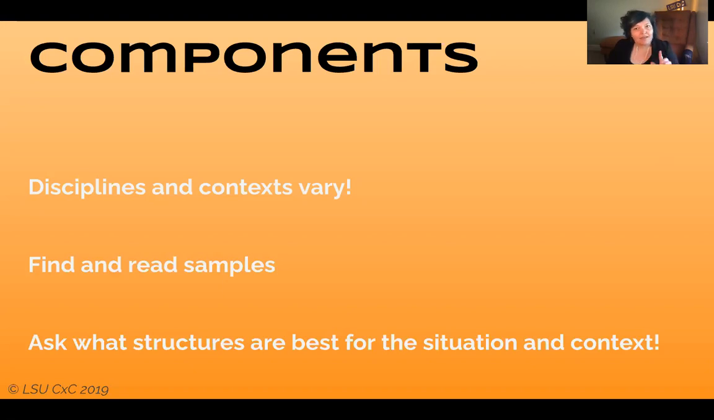And keep in mind, and this is a big one, while you're moving through your undergraduate career, and even your graduate career in some cases, in a particular project for a class or for a lab, you might not be asked to complete every single one of these components. These components might be broken out into different semester-long projects so that you can perfect the art of the lit review or the art of a methods section. So again, asking what structures are best for situation and context is really going to help you out.